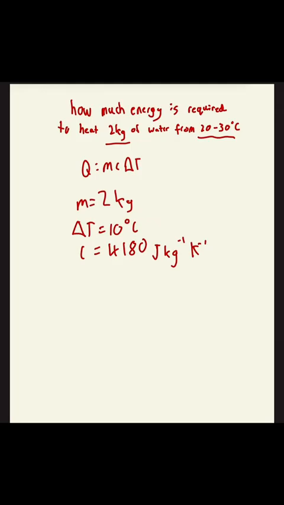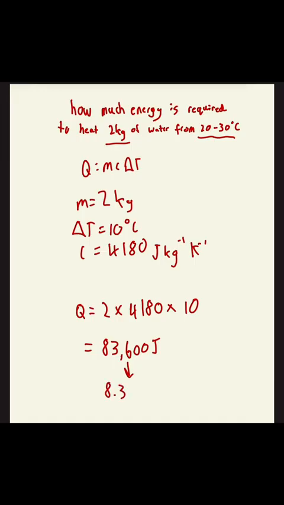And if we then use the formula, so we put these values into the formula here, let's see what we get. 83,600 joules. So it requires that much energy to heat the water from 20 to 30 degrees Celsius. And we could then write this in scientific notation if the question wanted us to, which is 8.36 times 10 to the 4 joules. Okay. Alright, hopefully that makes some sense.